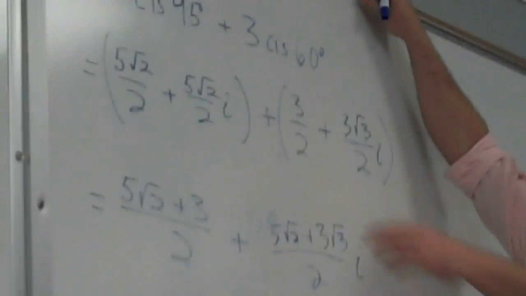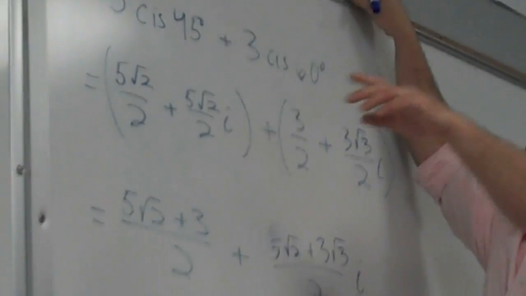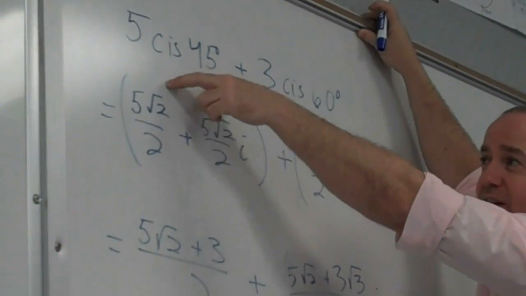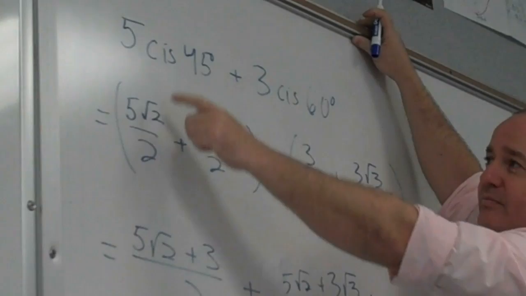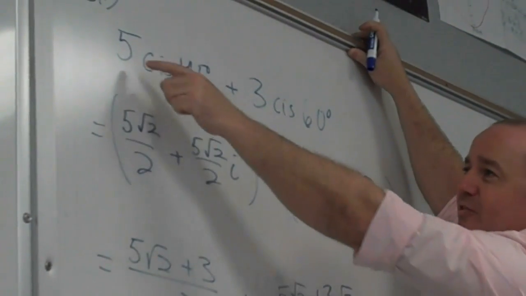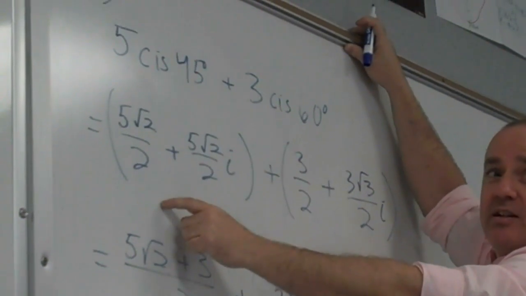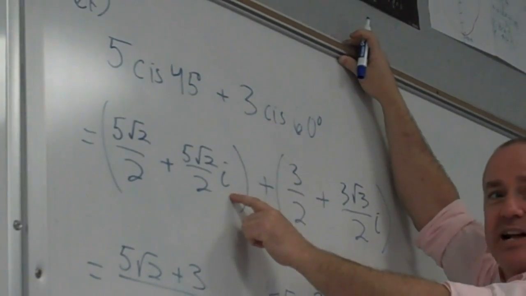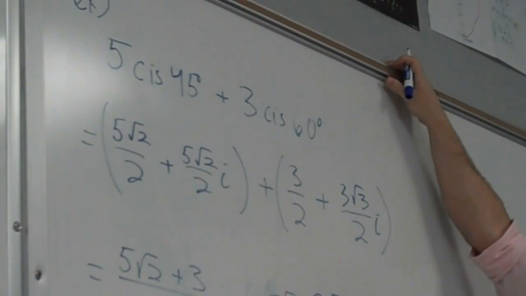How do you know which ones are i's and which ones aren't? When you convert it from polar to rectangular here, guys, the real part is always 5 times the cosine of this angle, and the complex part is always 5 times the sine of this angle times i. Like the y. Yes.